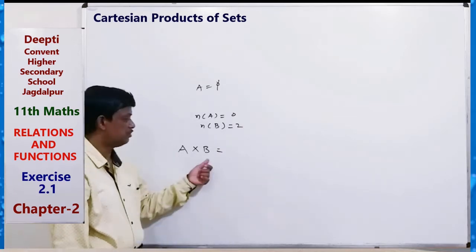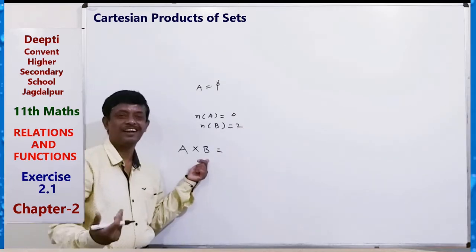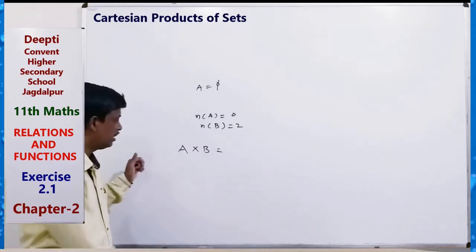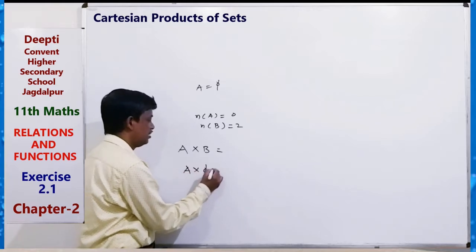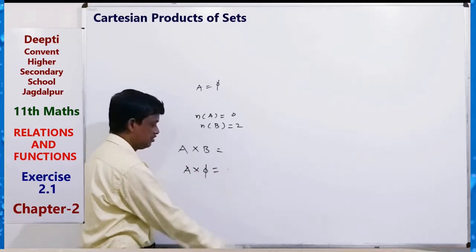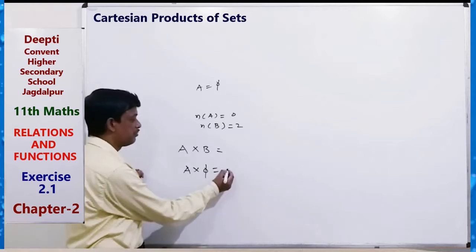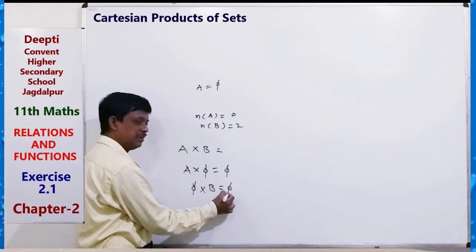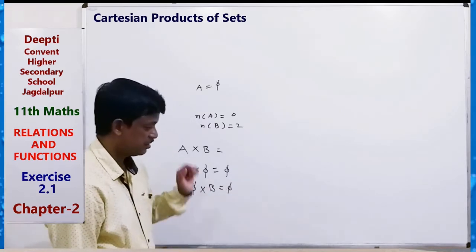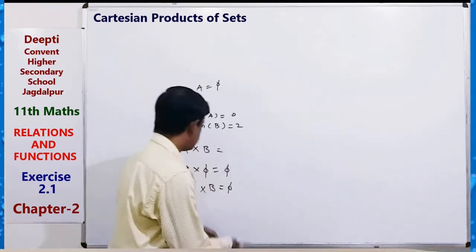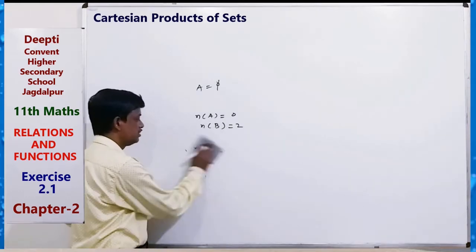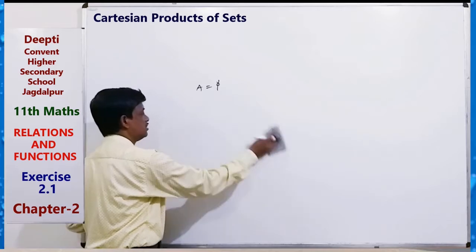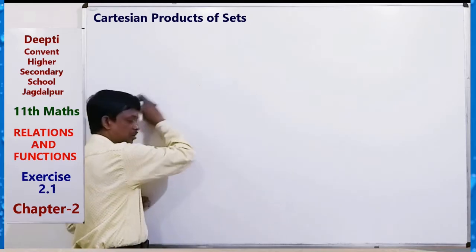So if any of the sets is empty, then that means what? A cross phi equals phi, and phi cross B equals phi. Clear? So for getting some elements in the Cartesian product, both sets should be non-empty.